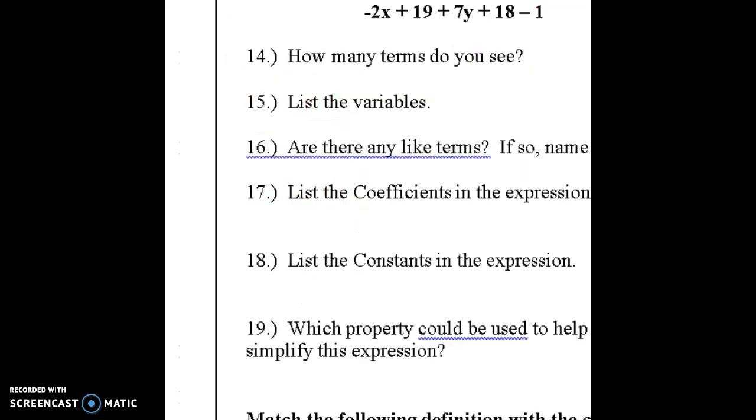Use the following variable expression to answer questions 14 through 19. How many terms do you see? There are 1, 2, 3, 4, 5 terms. The variables are x and y. Like terms are 19, 18, and negative 1.